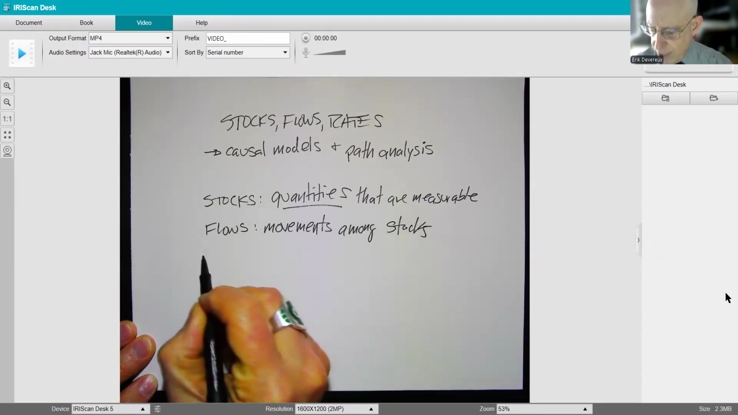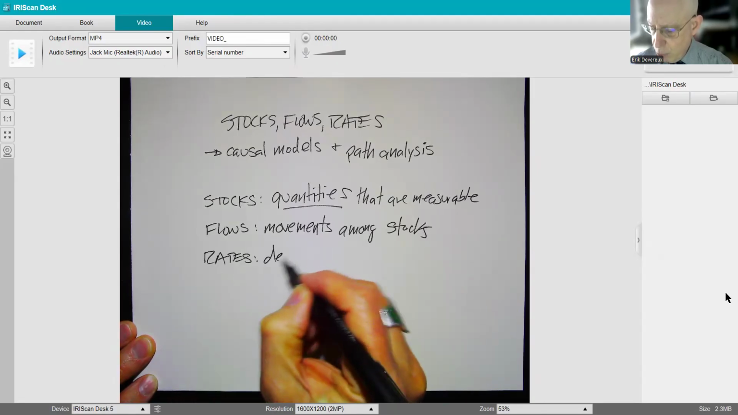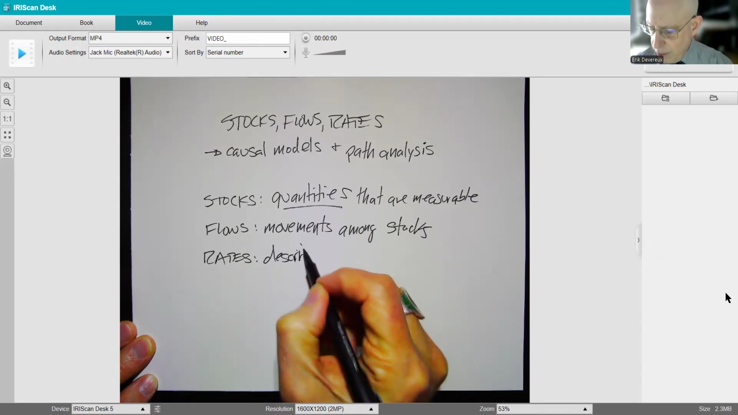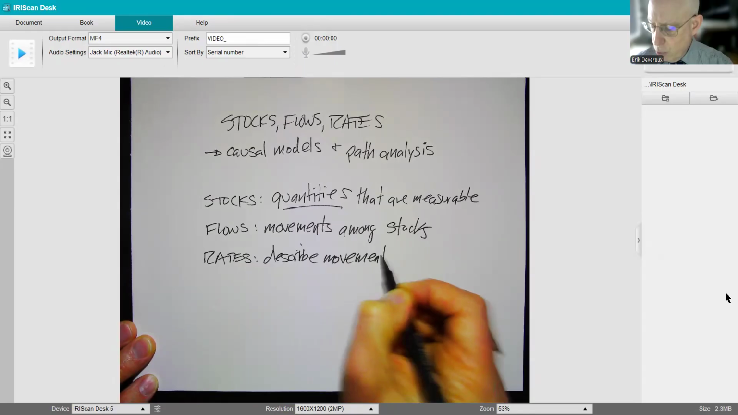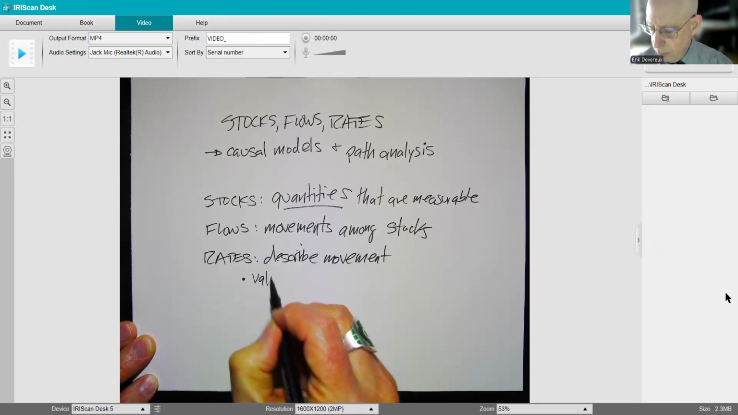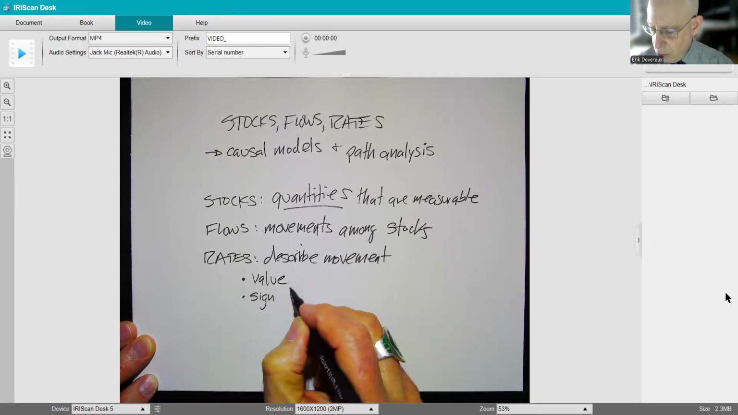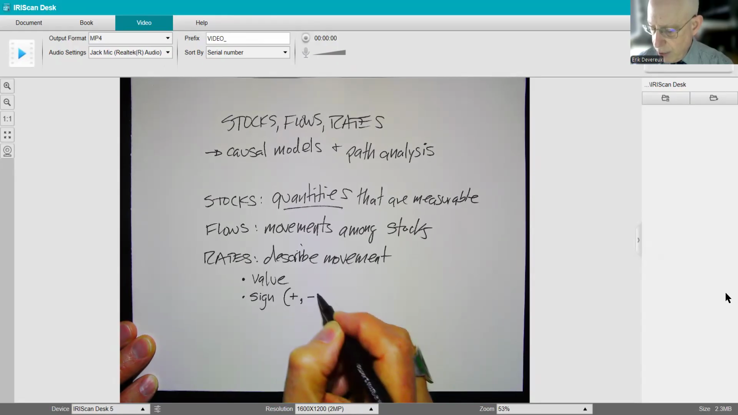And then we have rates. Rates describe movement. Rates have two components: they have a value and they have a sign. The sign usually we just denote in our world as a plus or a minus.